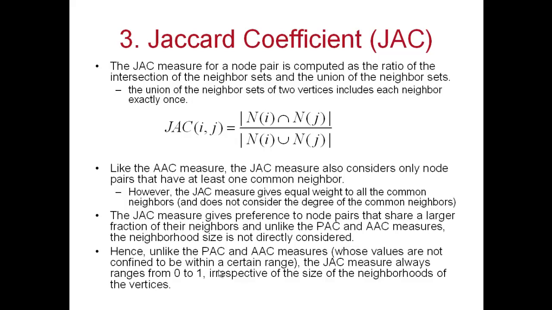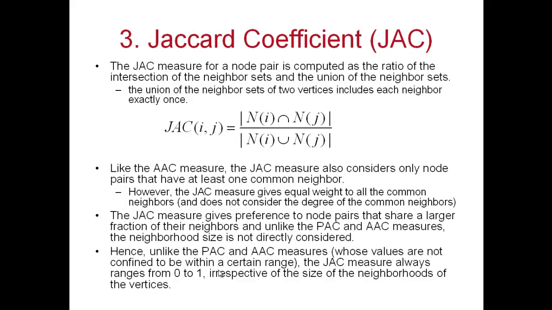So intersection, you all know, you just need to find the common neighbors, right? Now for union, you need to consider each vertex exactly once when you find a union, because if you have common neighbors, you could think that you need to write down the common neighbors twice in the union. No, you have to include a vertex only once in the union. So because of this, the JAC score will always range from 0 to 1.